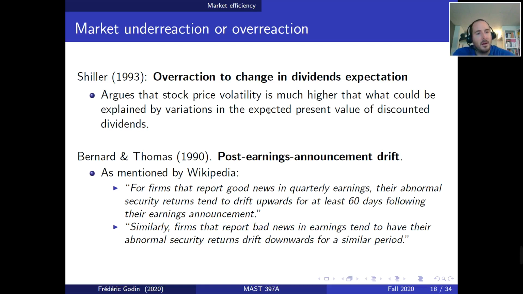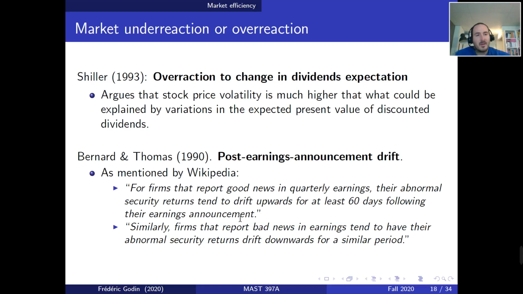A second study, which also pointed to failures of the efficient market hypothesis, is the study by Bernard and Thomas in 1990. This study discussed what we call post-earnings announcement drift. Here I'll give the definition provided by Wikipedia. Wikipedia says that for firms that report good news in quarterly earnings, their normal security returns tend to drift upwards for at least 60 days following their earnings announcements.